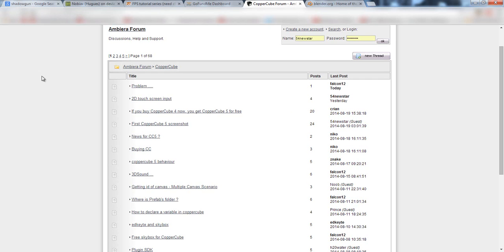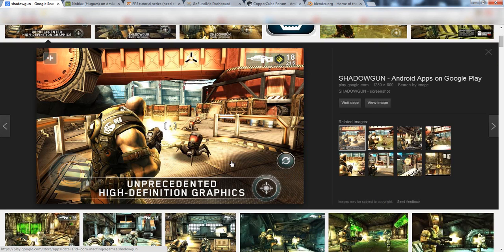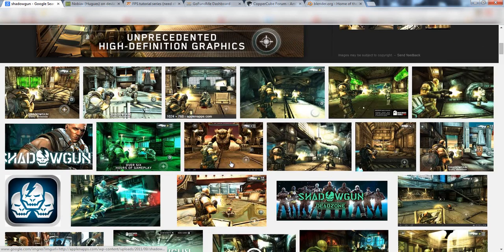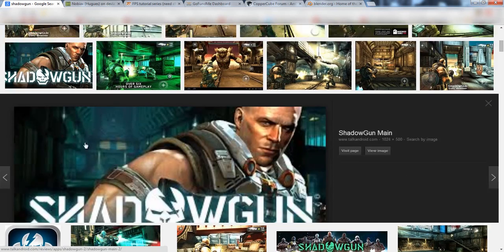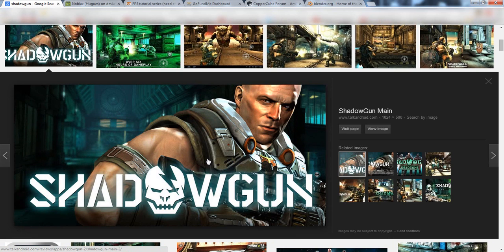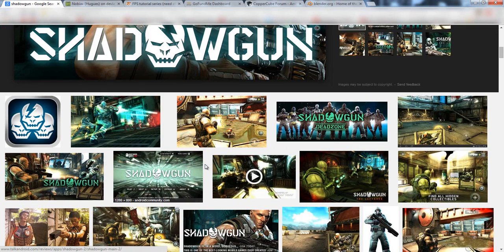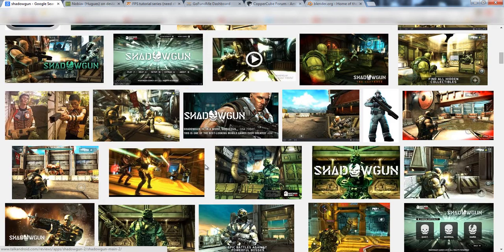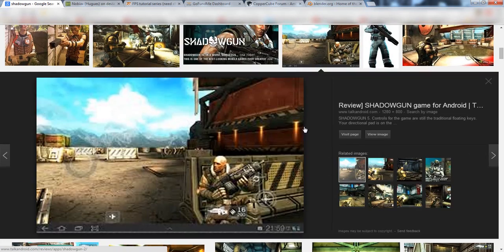Now, what type of quality are we going to get to? We're going to get to this type of quality. This is a game called Shadowgun, and I want that level of quality. I want really good graphics, really good gameplay, good enemies, and really good guns.